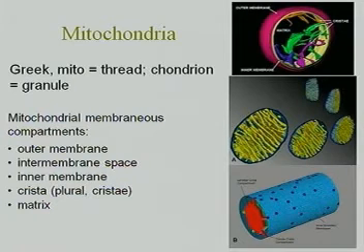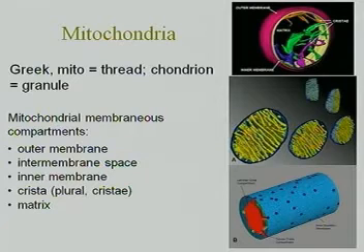So what are these mitochondria that contain frataxin? The word comes from the Greek: mito means thread, and chondrion means granule, because they look under the microscope like threads or granules inside of the cell.